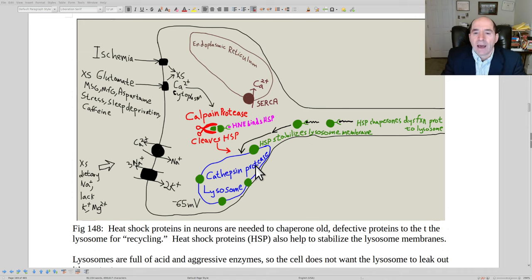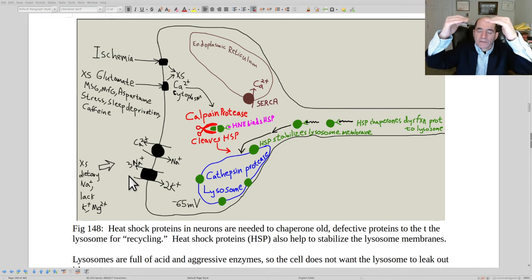Now, if there are simultaneously other problems inside the cell, like the cytoplasmic calcium being too high, that can come from excessive glutamate, excitotoxins, psychological stress, caffeine, sleep deprivation, opening up of voltage-gated calcium channels by EMF, or ingesting excitotoxins like MSG, manufactured free glutamate, and aspartame. All of these things contribute to an excitotoxic effect whereby cytoplasmic calcium gets too high.